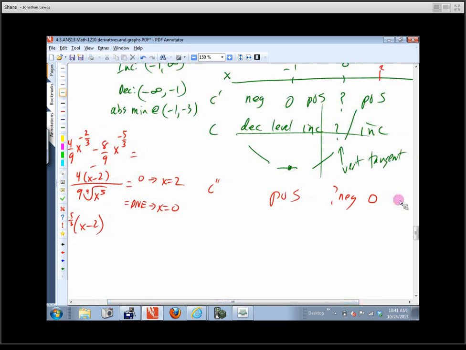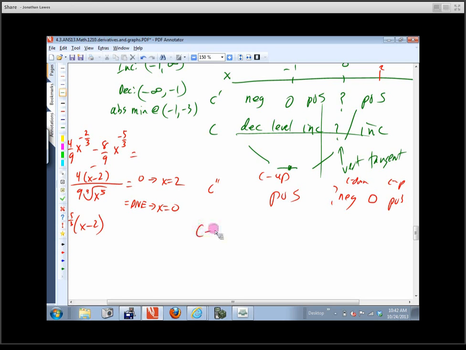And what happens if I plug in a number bigger than 2? Positive here, positive here. So this is going to be positive. Good there? Okay. So concave up here. What about between 0 and 2? Didn't we get negative? Let's double check that. Plug in a 1. You get negative here and positive here, so it is negative, so that would be concave down. And over here it's going to be concave up.